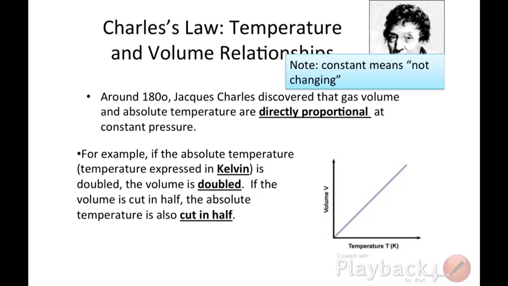Remember that absolute temperature means that temperature must be expressed in Kelvin, and directly proportional is a positive graph like this. So for example, if the absolute temperature expressed in Kelvin is doubled, the volume is doubled. If the volume is cut in half, the absolute temperature is also cut in half. You could also say that if the volume is quadrupled, so is the temperature, etc.